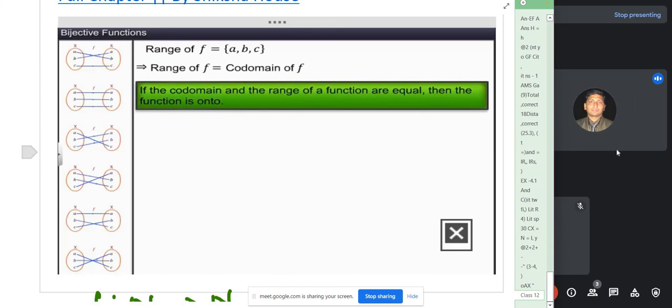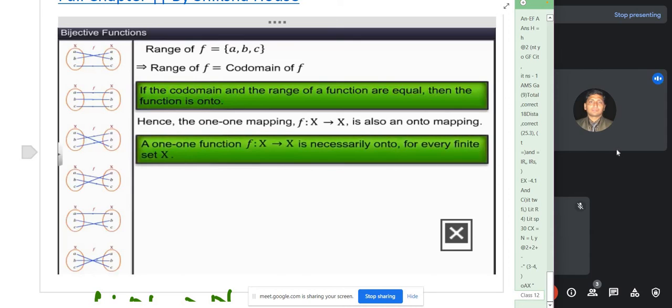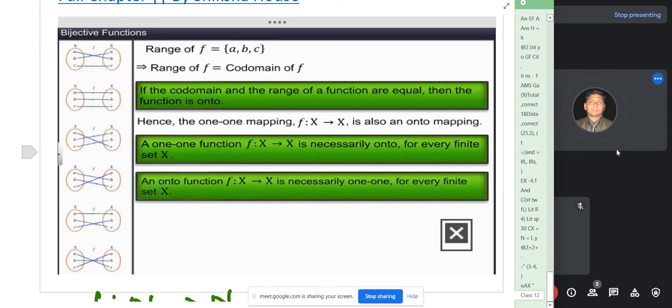Recall that if the codomain and the range of a function are equal, then the function is onto. Hence, the 1, 1 mapping, defined from X to X, is also an onto mapping. More generally, for a finite set X, a 1, 1 function f from X to X is necessarily onto. Also, an onto function f from X to X is necessarily 1, 1 for every finite set X. Let's prove it.